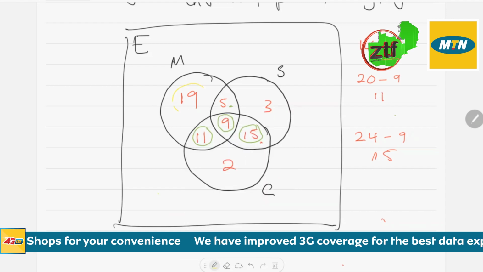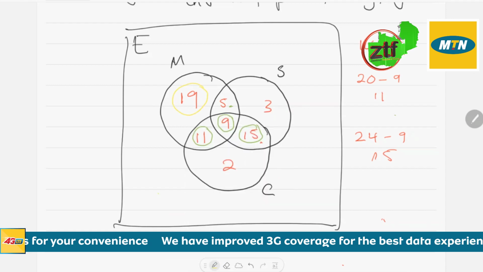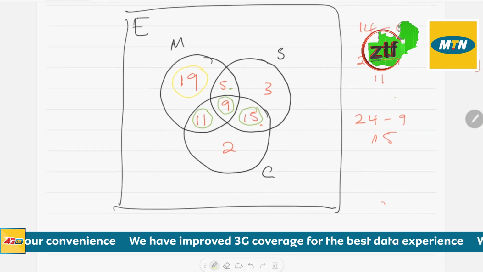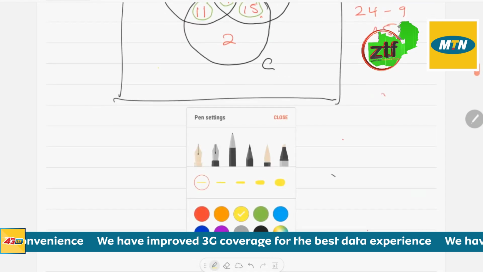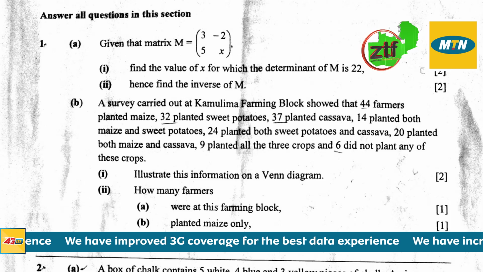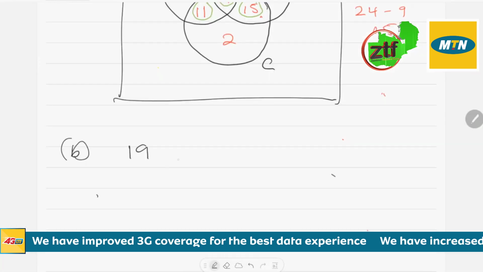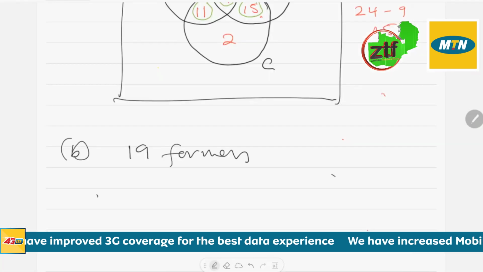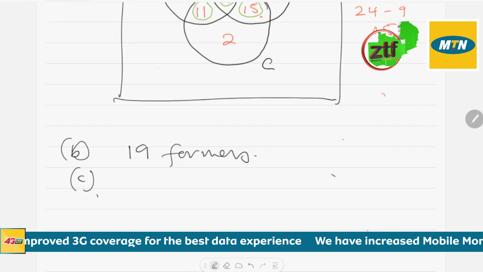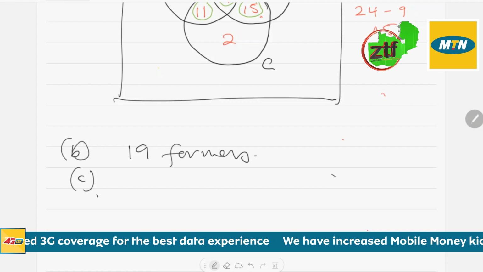We can see we have 19 there. So the answer for part B is 19. So part B, we have 19 farmers. Then part C, how many farmers planted 2 different crops?